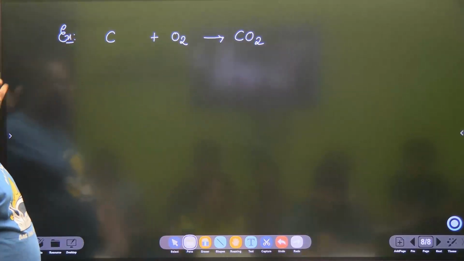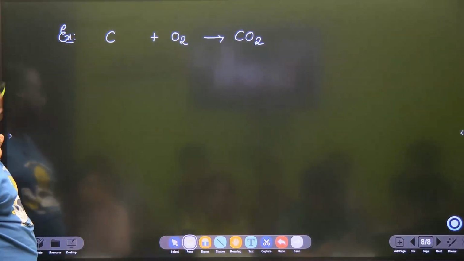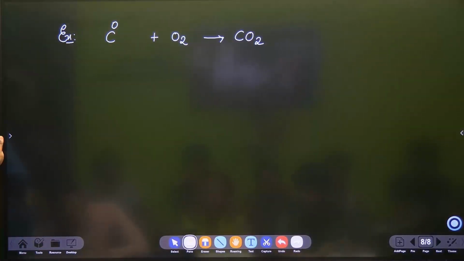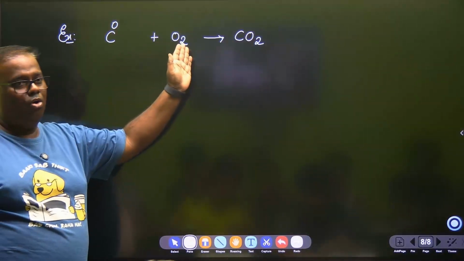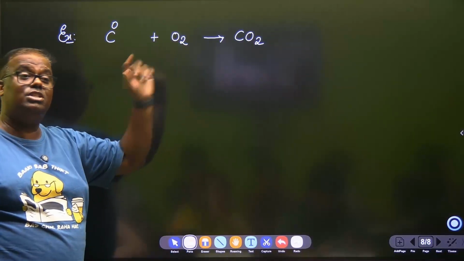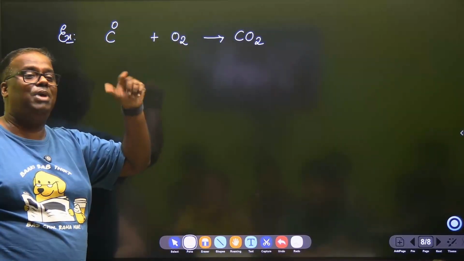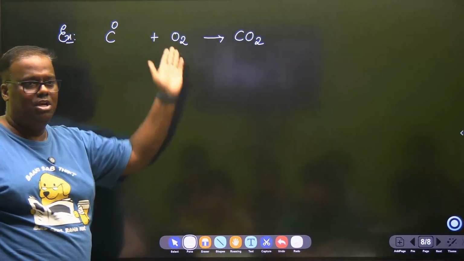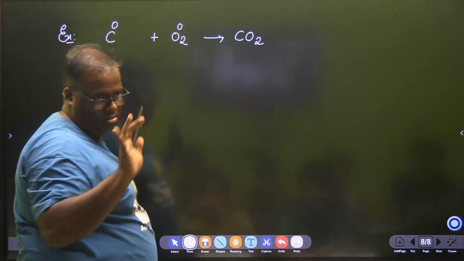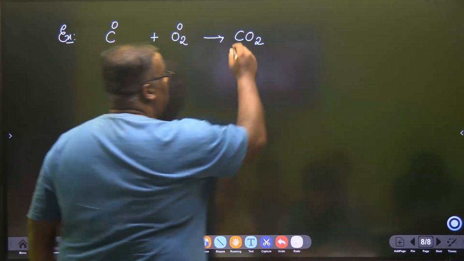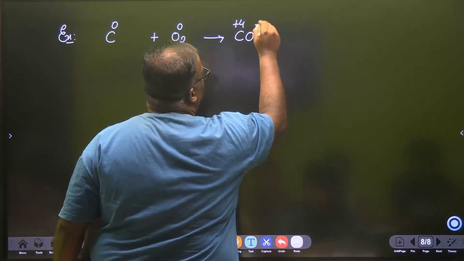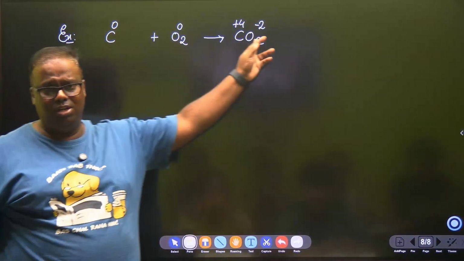Take the AK-47 rules. Carbon is alone out here, so carbon is carrying a nominal charge of 0. Oxygen is alone out here. Overall it is alone. See, oxygen is -2, we know, when you are paired with somebody, but there are 2 oxygens. So what is the oxidation state of oxygen? 0. Alone means 0. Now you are paired. Now let's see. Carbon is +4. Oxygen is -2. Did you understand this one?